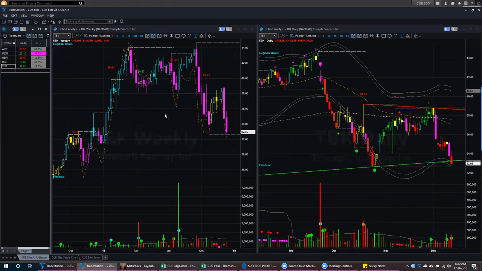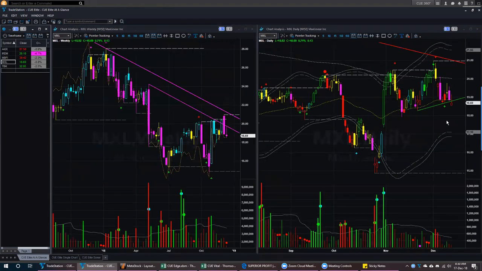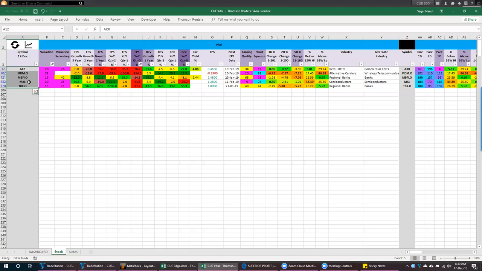So we found MXL as the stock that is giving us low risk short opportunity. We have already seen its fundamentals. Check it out again. MXL, it's overvalued stock with negative earnings growth for two successive quarters. Over the yearly period also, the earnings growth was negative. So this is a stock we'll be happy to short from the fundamental side.